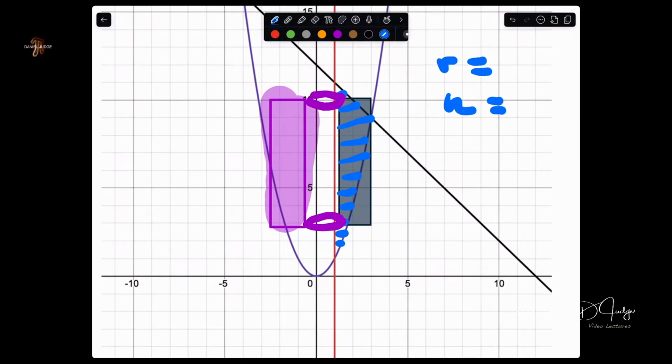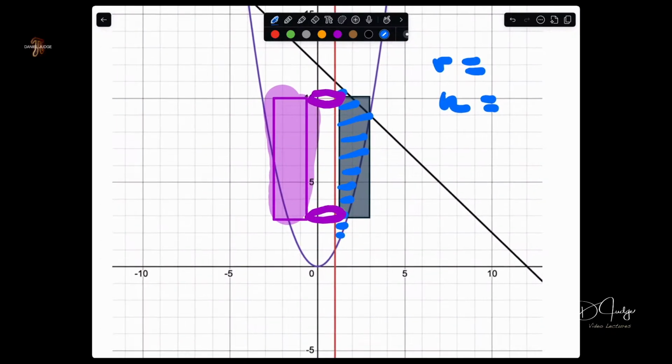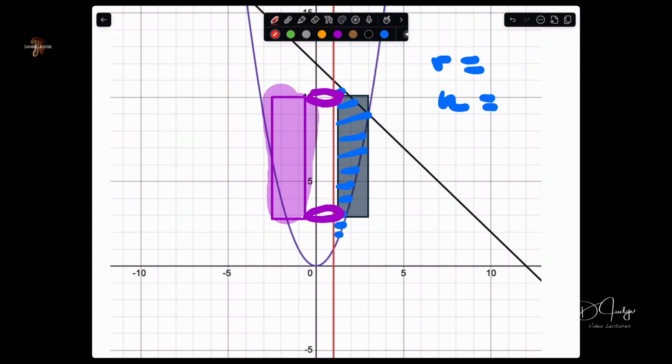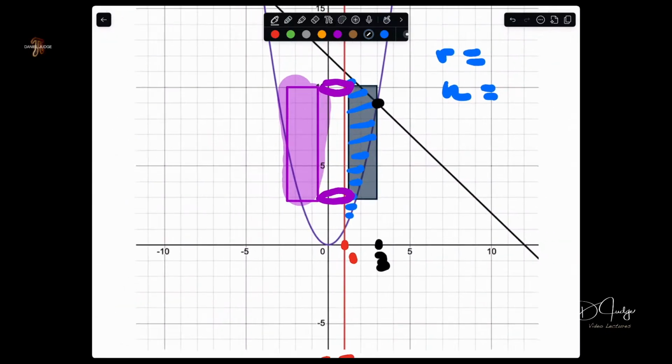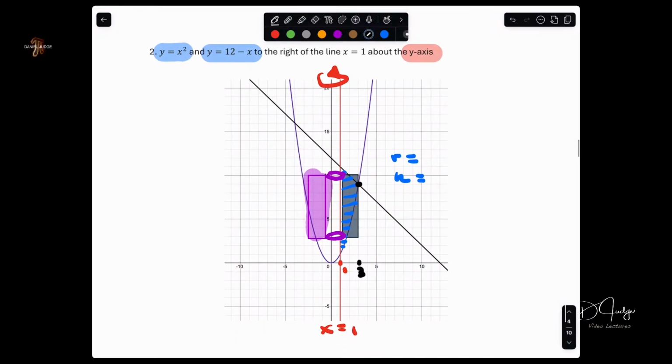So let's be careful now. This is the line x is 1. Here, we can solve this equation. This looks like x is 3. We can solve this quadratic. We can set the curves equal to each other, right? This is the first curve and the second curve. We can find the points of intersection.